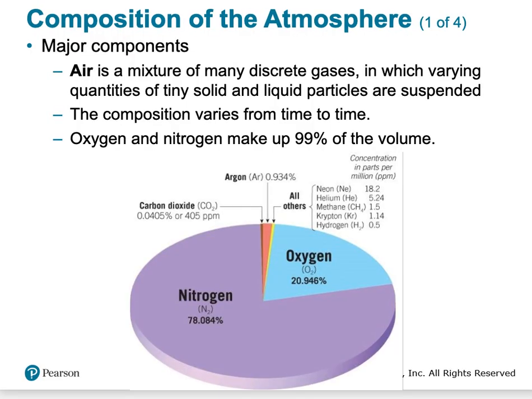So the composition of the atmosphere. The air is a mixture of many discrete gases in which varying quantities of tiny solid and liquid particles are suspended. And the composition of air is not constant. It varies from time to time and from place to place. Oxygen and nitrogen make up 99% of the volume. Here on this pie chart, we can see nitrogen is the most abundant at 78%, followed by oxygen at 20%.